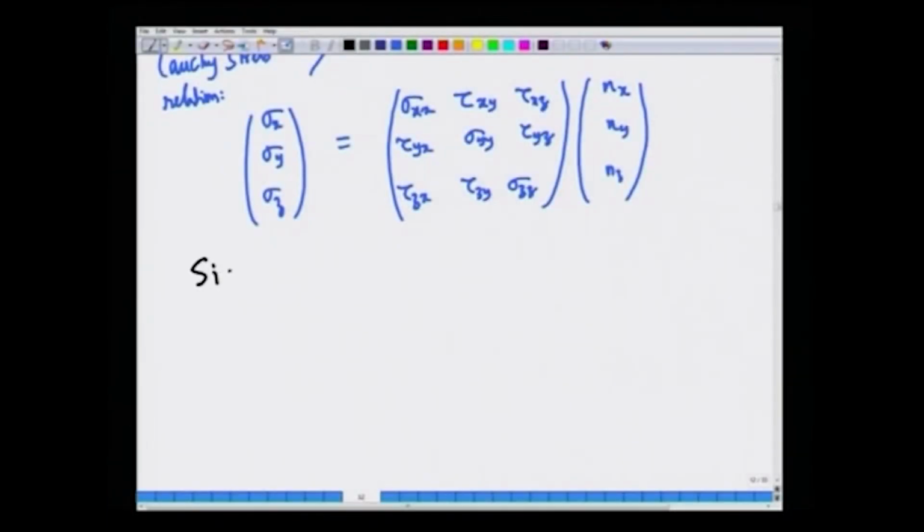Okay. Now, whenever we define things like stress or work, there is always a sign convention. So, we have to be a little clear about the sign convention.